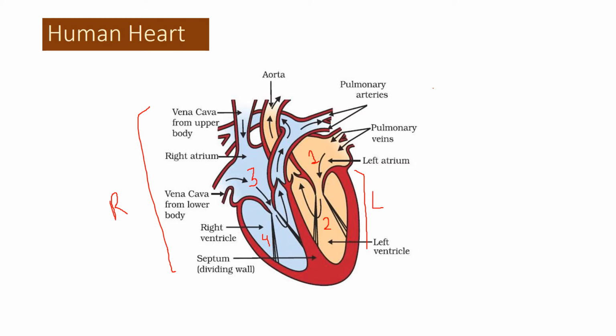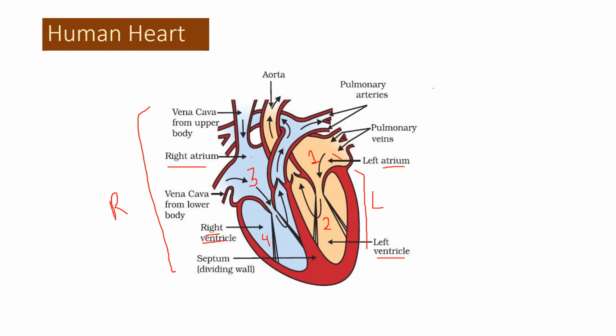Clear? And the upper chamber is called the atrium. You can see this is the left atrium, because it is on the left side, and the lower chamber is the left ventricle. And this one is the right atrium, the third one, and this fourth one is the right ventricle. So these are the 4 chambers we have.